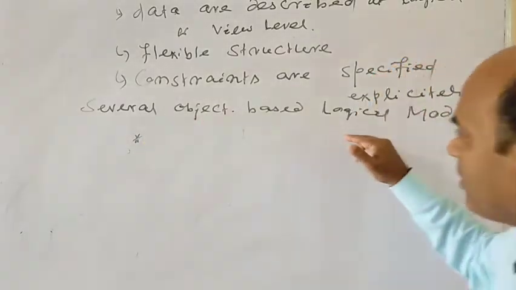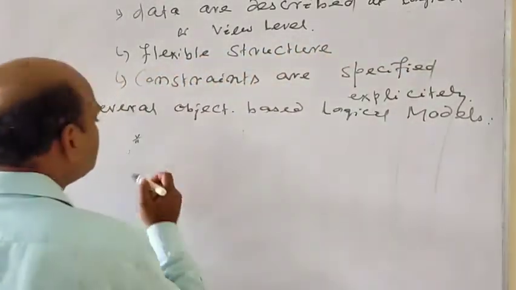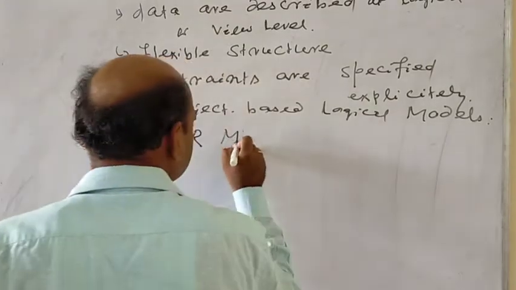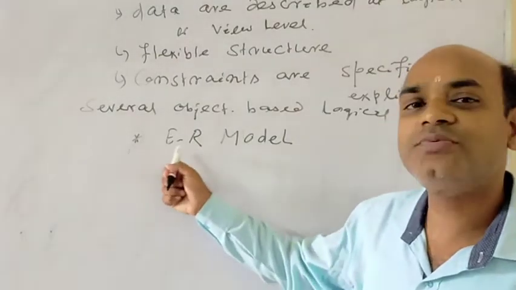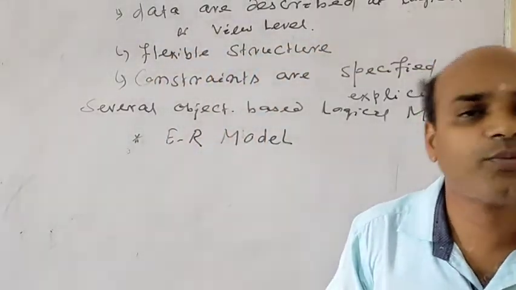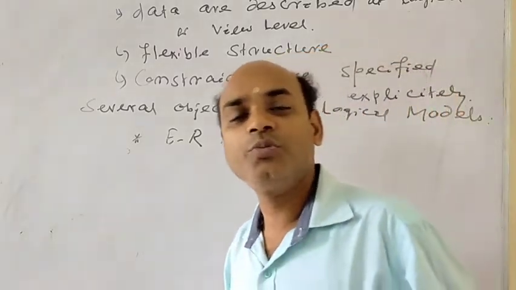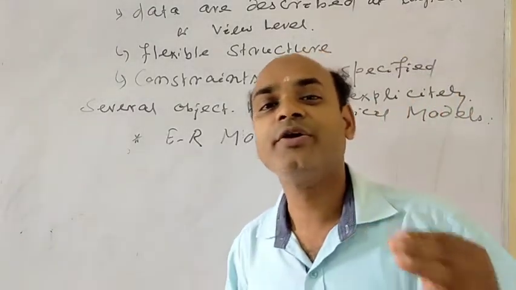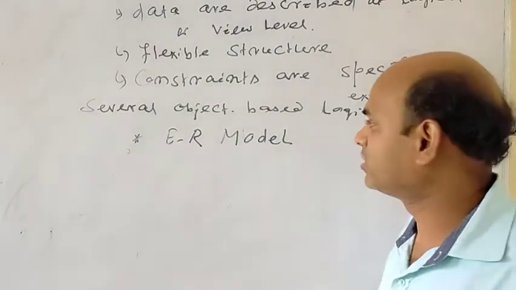Several of these object-based logical models we use in day-to-day life, that is your entity relationship diagram, the ER model. That is most important also, the entity relationship model. So entities must be related, because in a database we are storing records. Records are not homogeneous, already we know. So different records are collected and gathered to be stored in the database system so that according to our requirement, we can retrieve this data or values from this record keeping system.